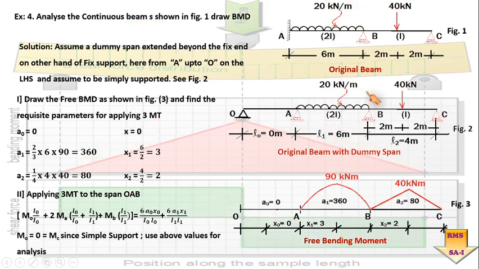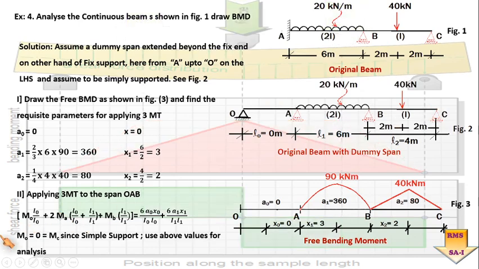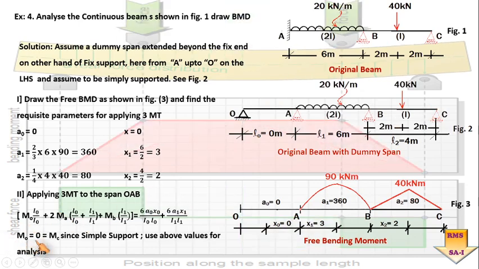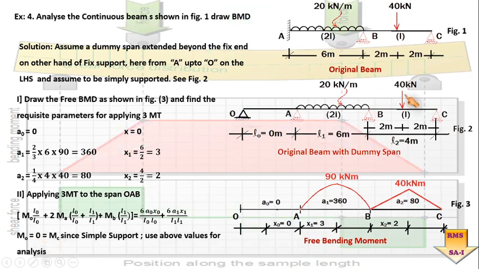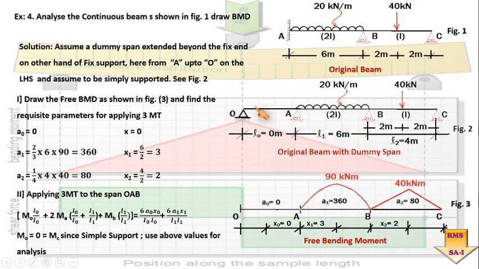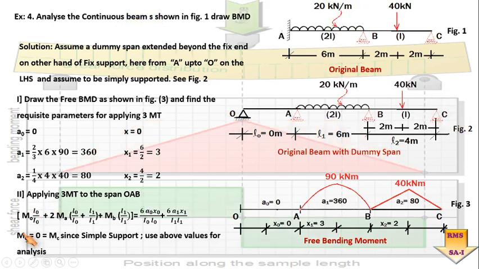So at extreme simple supports, we know the bending moment has to be equal to 0. That's why we have seen here M0 is equal to 0 as well as MC is equal to 0. Why is it so? Because these are the two extreme supports of this continuous beam where the bending moment has to be equal to 0. That's why M0 is equal to MC is equal to 0.